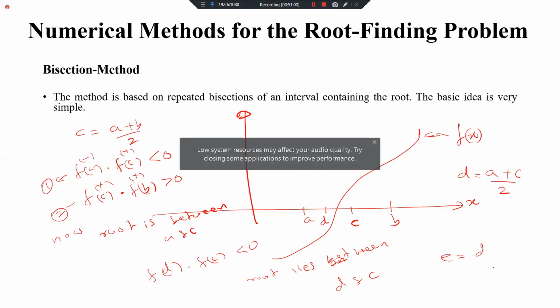Okay, next, let's say the next value is E. Then again we get (D plus C) divided by 2. Then we get E here. Then you can find again f(D) into f(E), and f(E) into f(C), no? These are the two branches for each iteration. This is C. This is C. Then which one is less than 0?